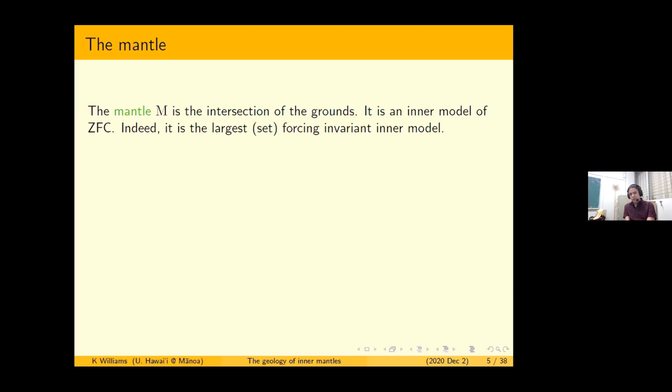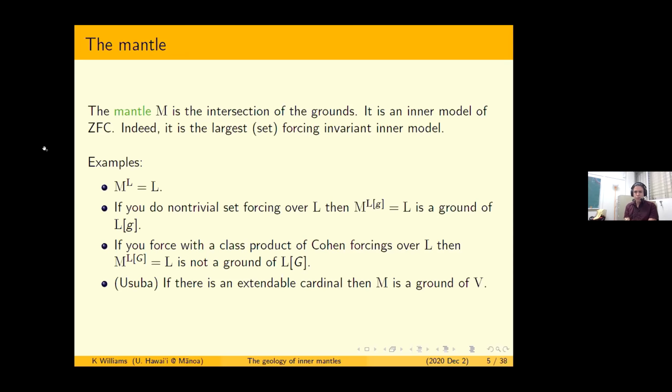And indeed, it's the largest set-forcing-invariant inner model. So if you take V and do set forcing, you can't change the mantle, and it's the largest inner model of this property. Okay.